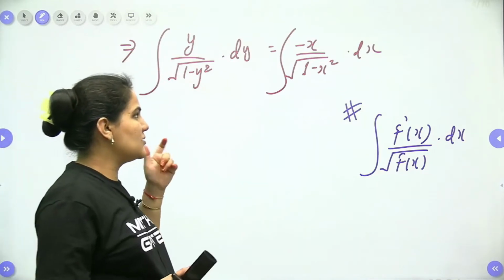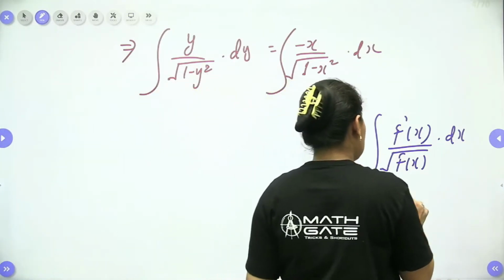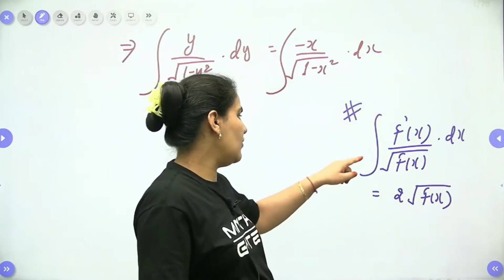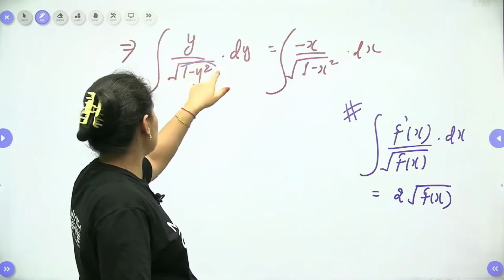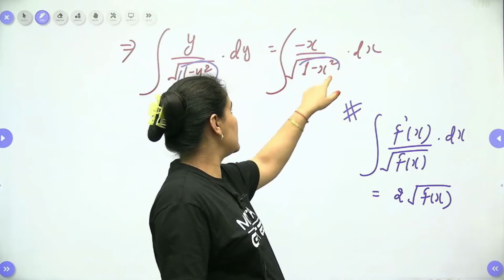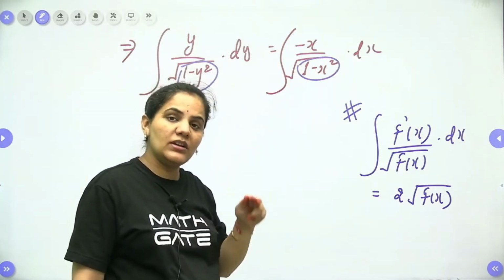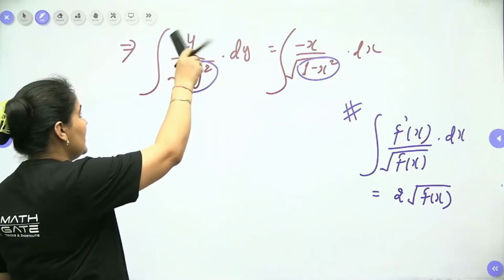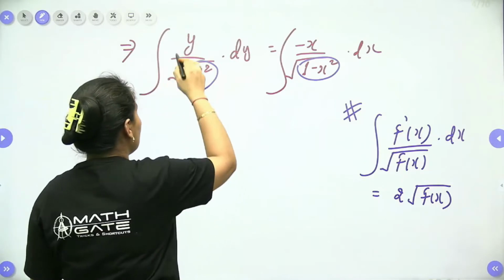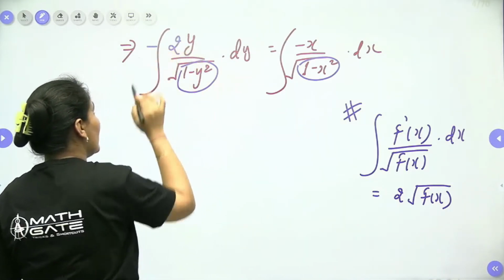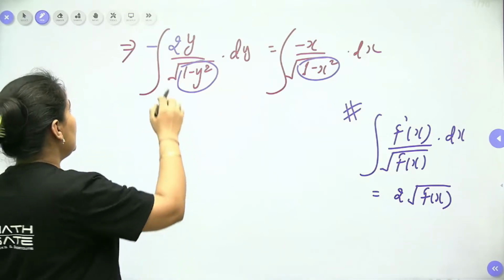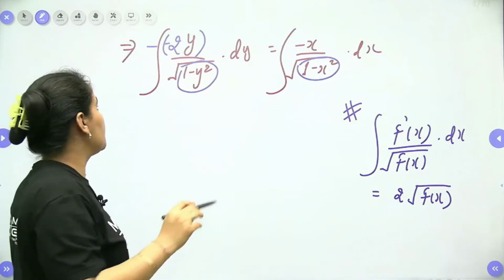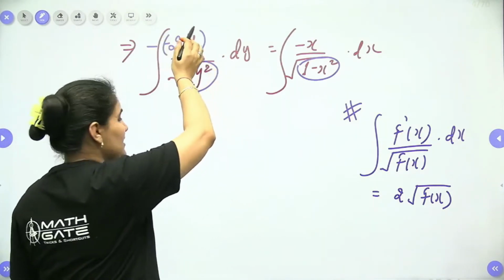So the integration of f dash x by root of fx dx is always equal to twice into root of fx. So here we have fx. What is fx here? Here you will say fx is 1 minus y square. Here fx is 1 minus x square. Now according to the question, the derivative of fx should be in the numerator. So we can see the derivative of 1 minus y square should be in the numerator, so it should be minus 2y. So that's why I will put here minus 2. I am just multiplying here by minus 2. So minus and minus, it will be plus again.